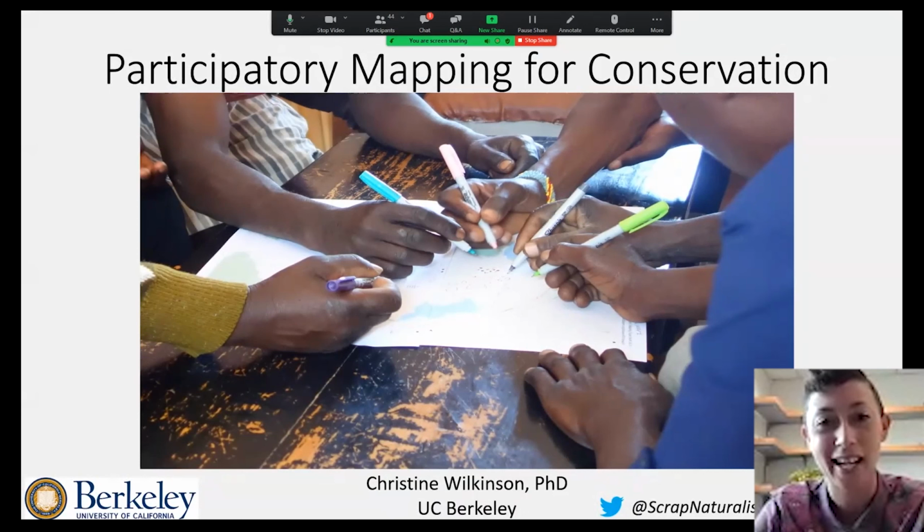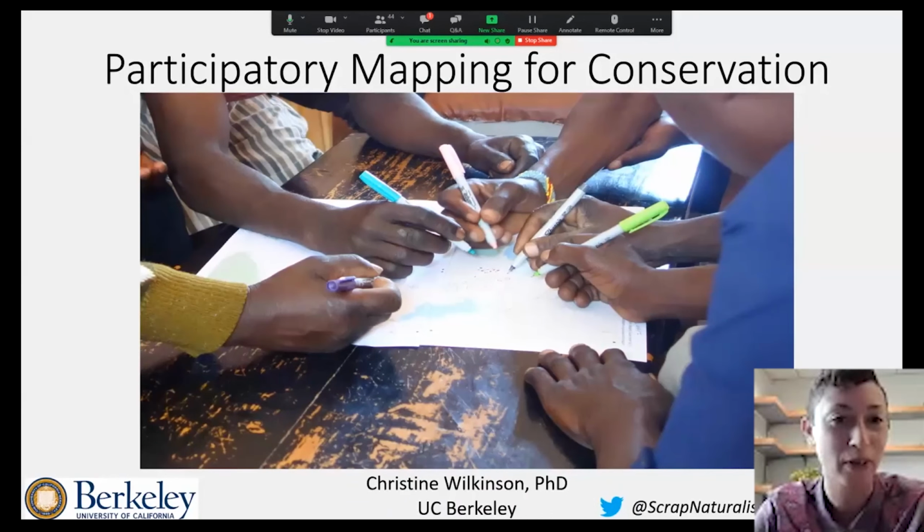And just as an aside, the folks who put together this seminar series informed me that I am already doing One Health work, despite me not knowing anything about One Health whatsoever. So I'm a brand new convert to the One Health framework. So yeah, mostly participatory mapping for today.